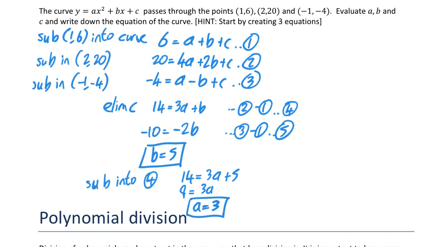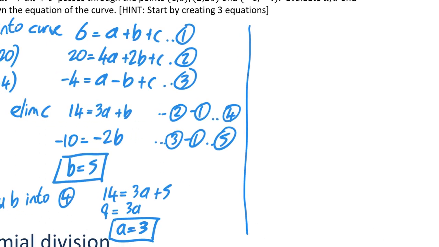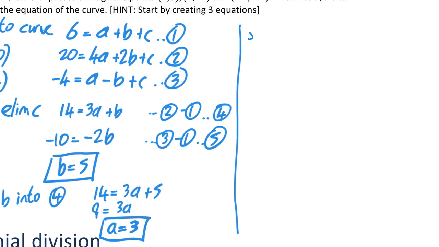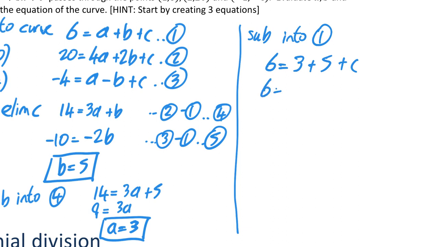And of course, what you're left to do then, we are going to sub into equation 1. So we're going to fire that into equation 1. Equation 1 was 6 is equal to a, which we know is 3, plus b, which we know is 5, plus c, which means 6 is equal to 8 plus c, which means minus 2 is equal to c, or c is equal to minus 2.